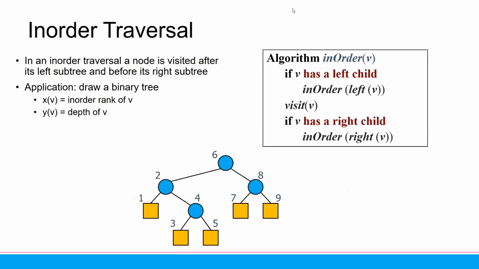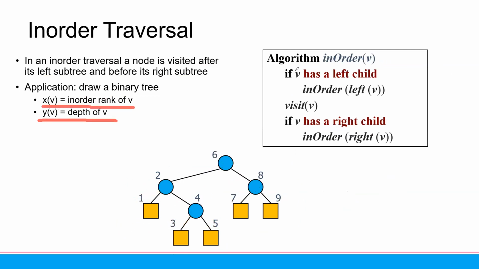If you look at this one, we will go to the first. This is number 1, then number 2, number 3, number 4, number 5, number 6, 7, 8, and 9. We call x(v) the in-order rank of v, and y(v) the depth of v.